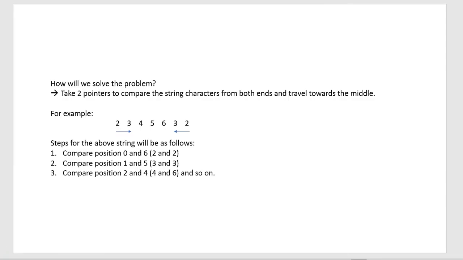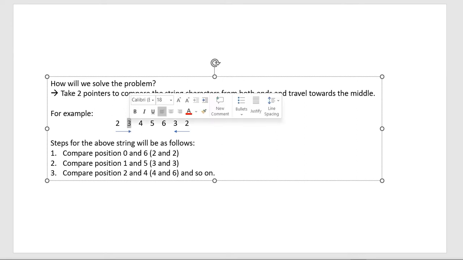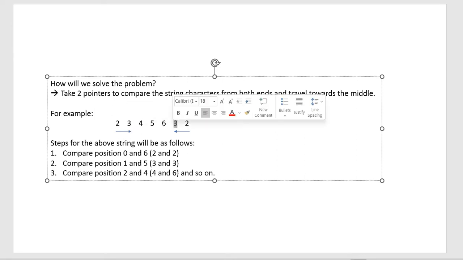Now let's take a look at how we are going to solve the problem. So we are going to take two pointers, one from the start of the string and one from the end of the string, and we'll compare both of them, and we'll traverse inwards. So for example, we have this string 2 3 4 5 6 3 2. First of all, we'll compare the first and the last position, and after that we'll compare the inner position, that is 3 and 3, and so on.